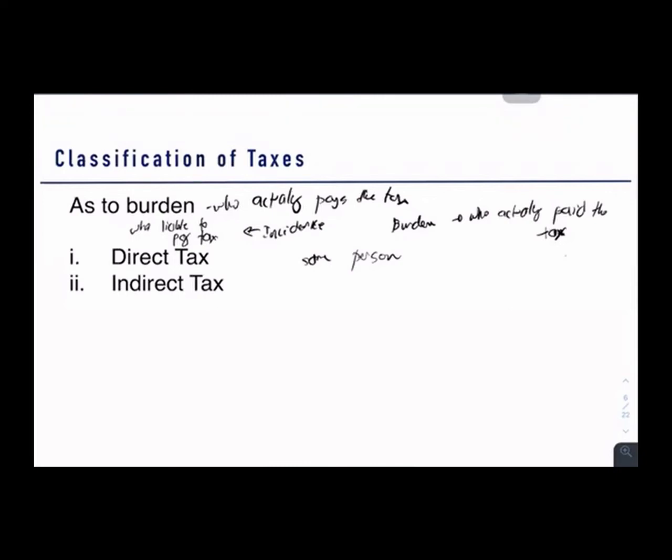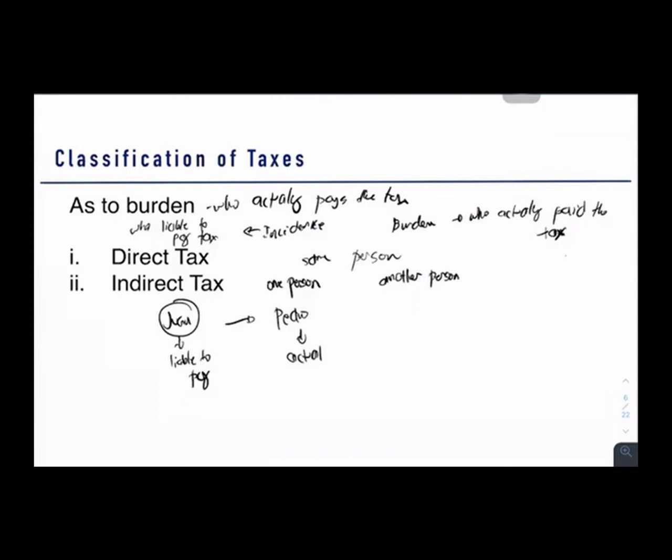How about an indirect tax? An indirect tax. The incidence is on one person and the burden is on another person. So what happens here is one person is taxed. However, he shifts his taxes to another person so that the other person will pay the tax. So for example, if one is taxed, so one is liable to pay. However, he shifts his tax to another, say Pedro. So he shifts his tax to Pedro. Now Pedro is liable to actually pay the tax. So the actual payment of tax is made by Pedro.